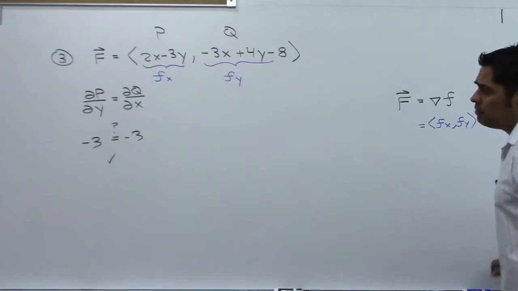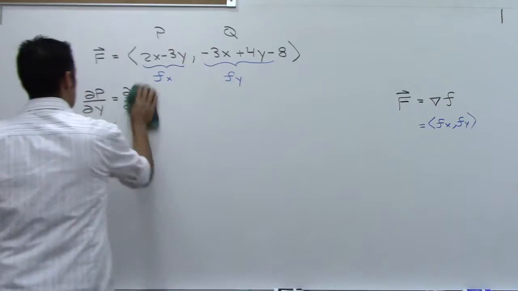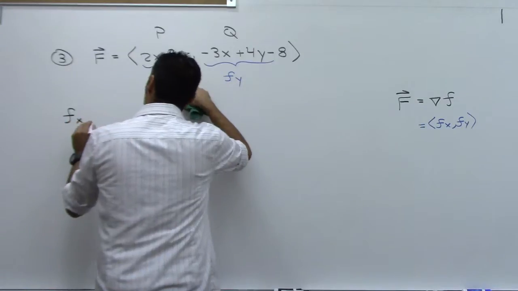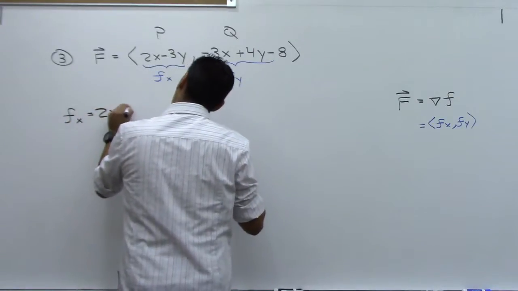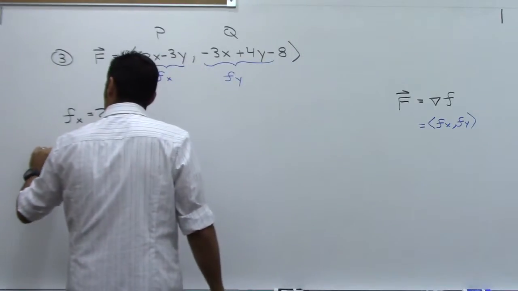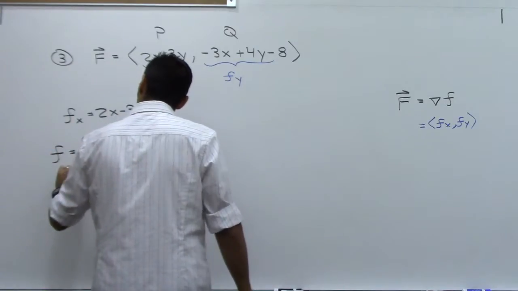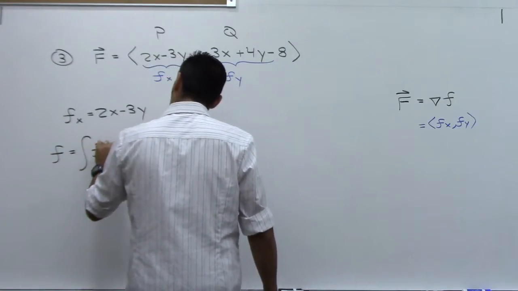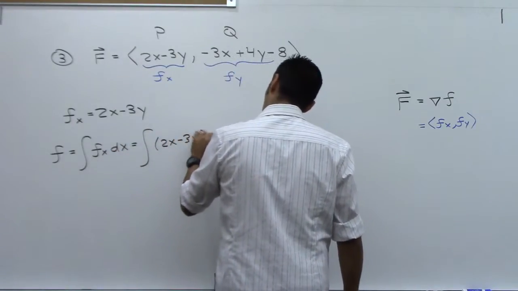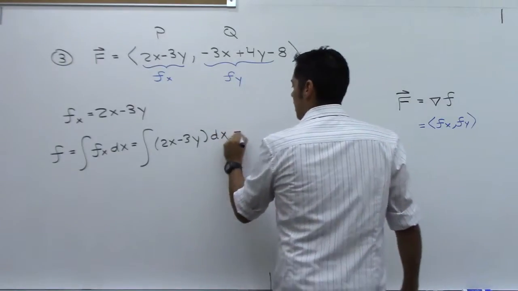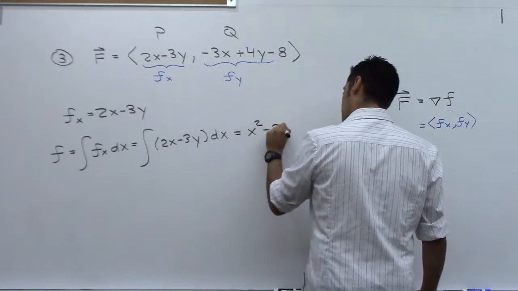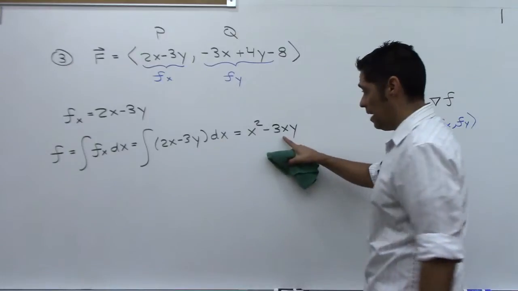So now to work through this, we're going to use partial integration. I'm going to first write down this first piece. I know that the partial of the scalar function f with respect to x is 2x minus 3y. Now I'm going to integrate this. So f must be the integral of 2x minus 3y with respect to x. The antiderivative of 2x with respect to x is x squared. The antiderivative of -3y with respect to x is -3xy.